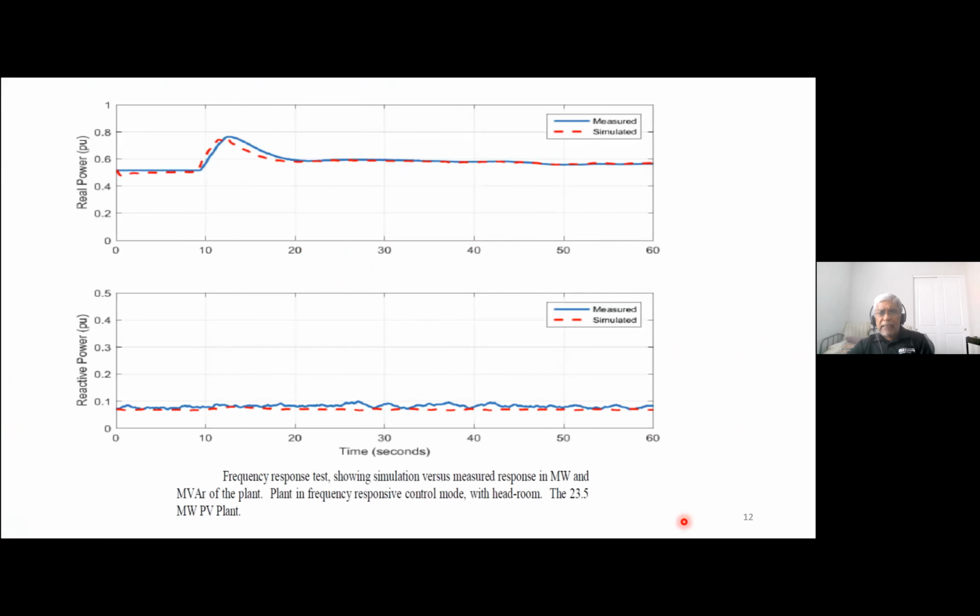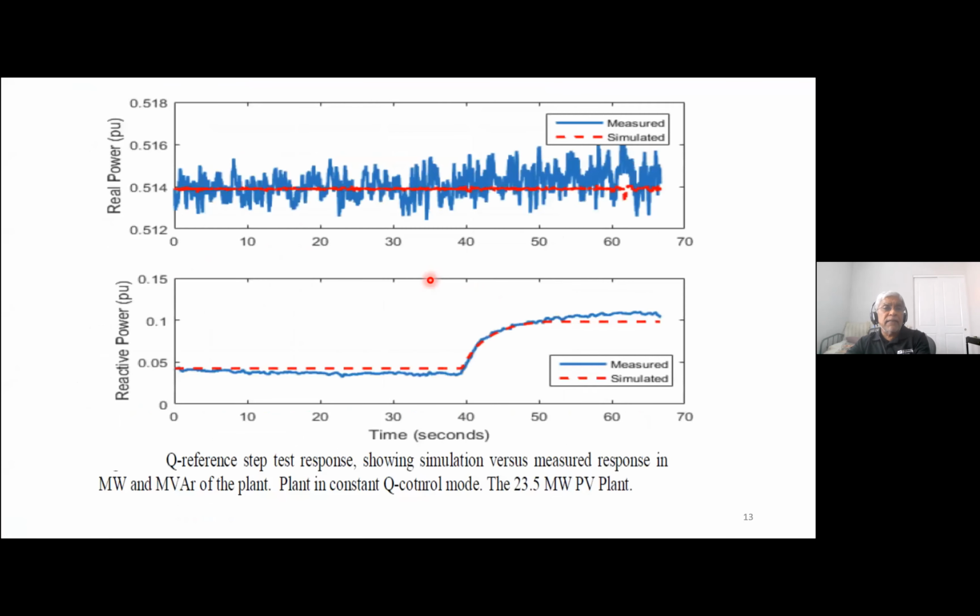This is a fairly large plant, about a 23.5 megawatt PV plant. And you can see that in all these figures that I show you, the simulated plots actually track the measured plots exceedingly well. There's very high accuracy in all of these plots that I show you.